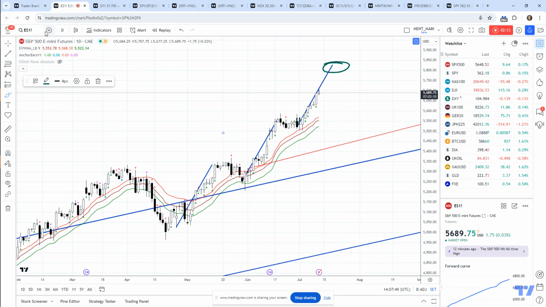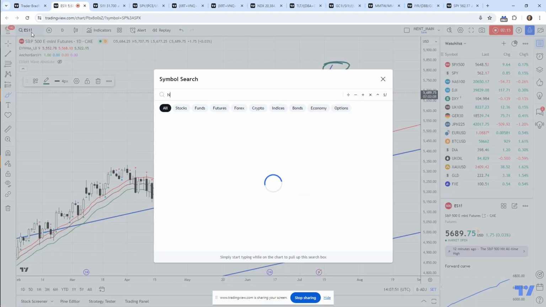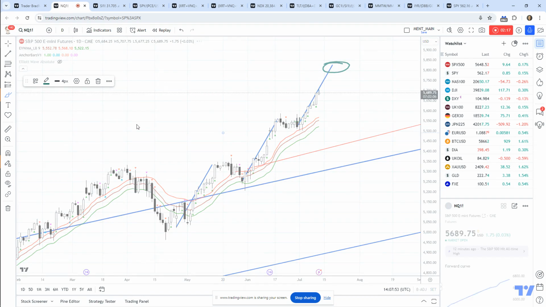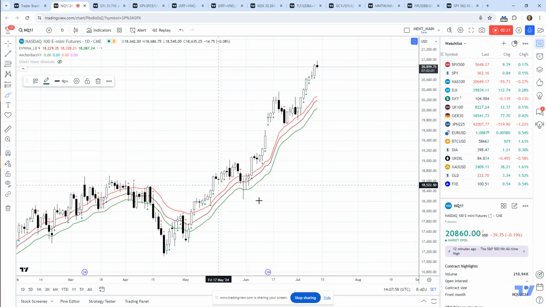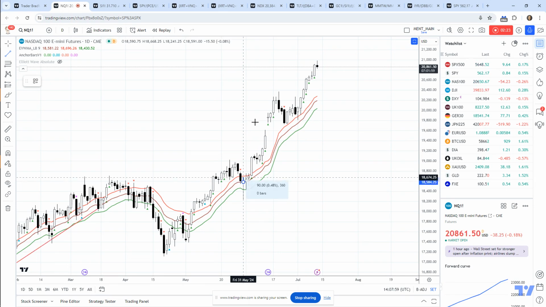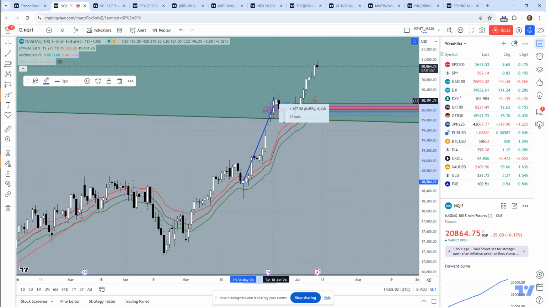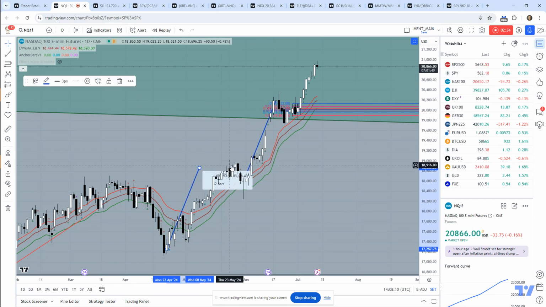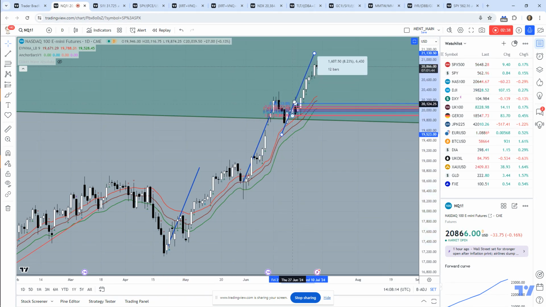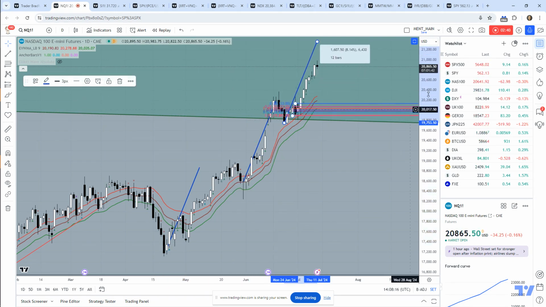Okay, so now let's look at the NQ. And we do the same thing. We look at this moderate move here. Control V, paste, make sure that we get some alignment down here. Absolutely perfect. Comes right up to this area. Paste, take a look at where we're at here off of this low.